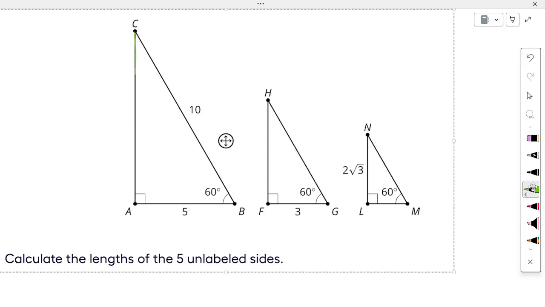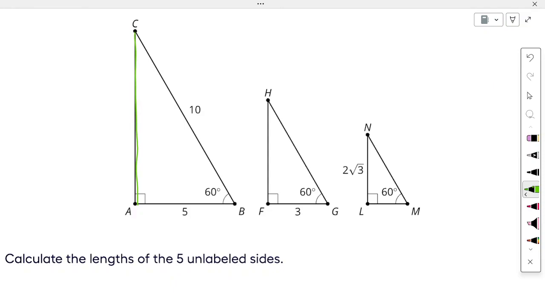Find the length of this side. Now, hopefully you remember the shortcut. This is a 30, 60, 90 right triangle, right? Notice that this side is double that 5. So how much would this side be? It's 5 times the square root of 3. All right, try it for this side for me. Find that side. That's right, this is 3 times the square root of 3.